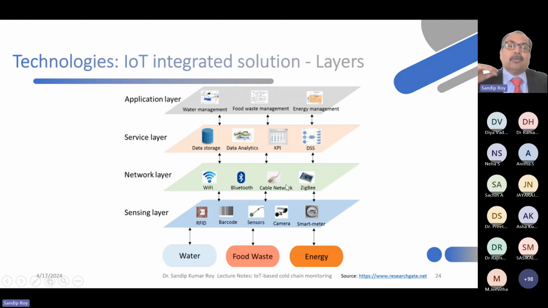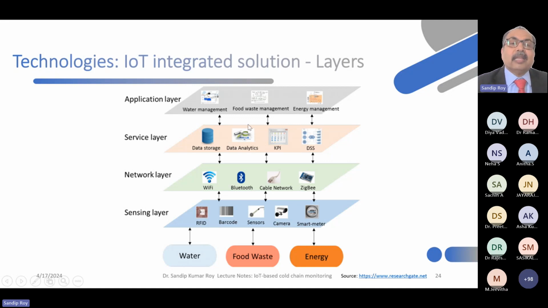Then networking: whether you are operating at the local level or in an integrated internet-based system, you need to decide on the kind of network layer that you need. A cable network, Zigbee, Bluetooth, Wi-Fi, whatever you need. Once that is there, then you need a service layer where this data needs to be stored. You need to monitor, you need to analyze, you need to understand what the key performance indicators are. That means the temperature needs to be 8 degrees or less. So that is a key performance indicator. Then it needs to be delivered within 45 minutes from the clinic to the vaccination center, things like that.